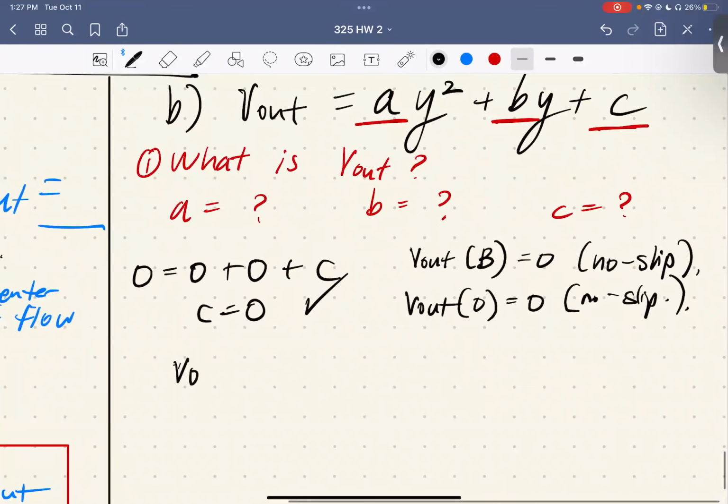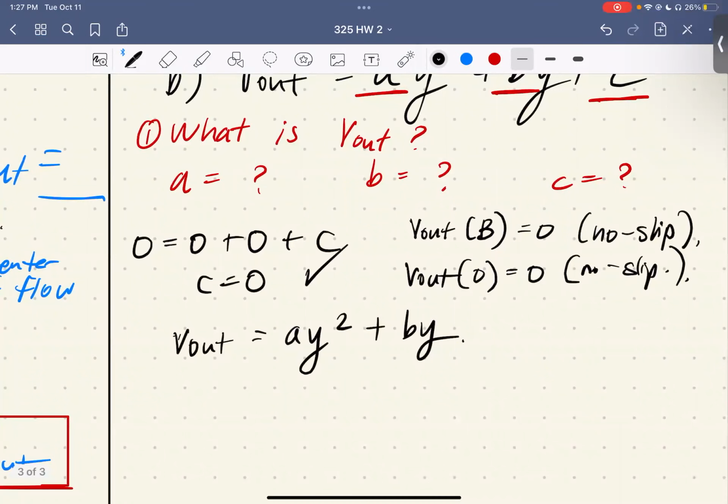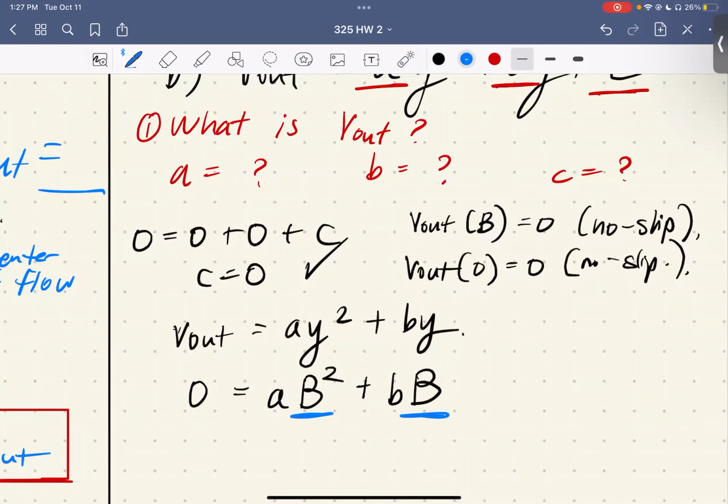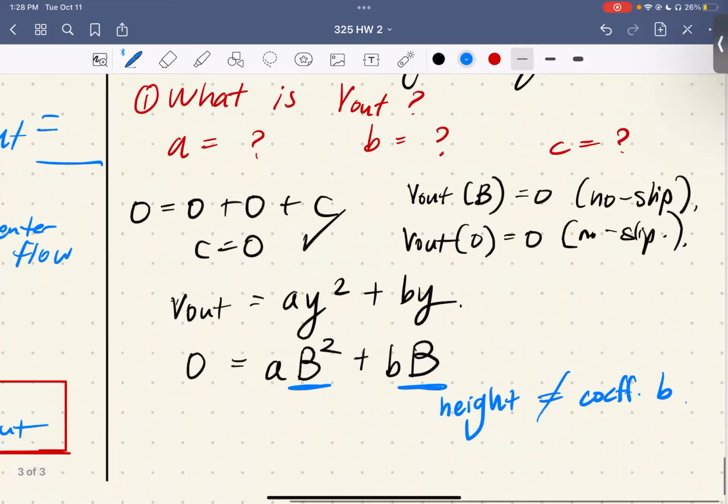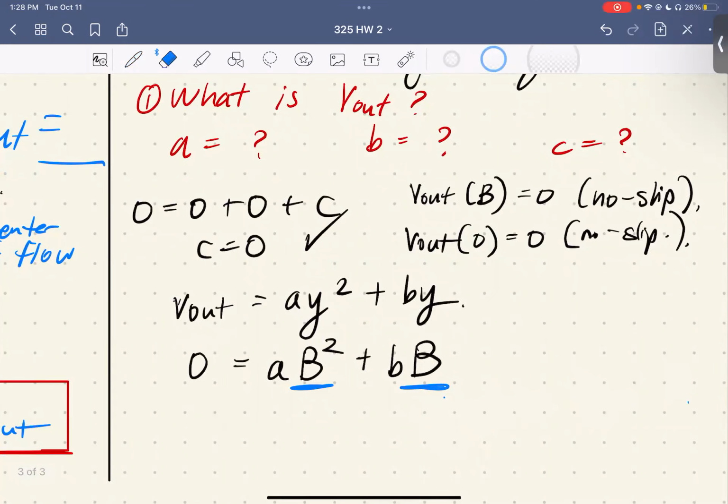So we have v out now equals a y squared plus b y, right? No c. Great, so we also know that at y equals capital B, v out is 0, right? So let's try that. Let's go 0 equals a capital B squared plus b times capital B. We need to remember that this capital B right here is going to be height, not the coefficient b, right? They're not the same thing. So it's really important that we make that clear right over here.